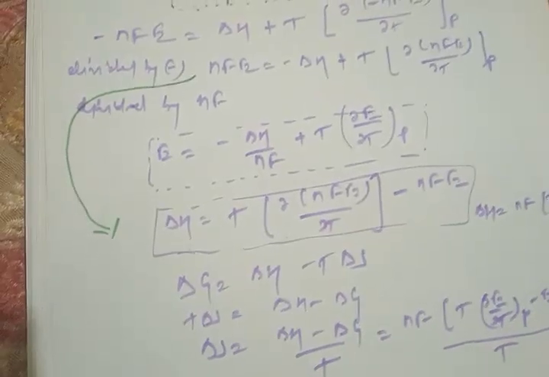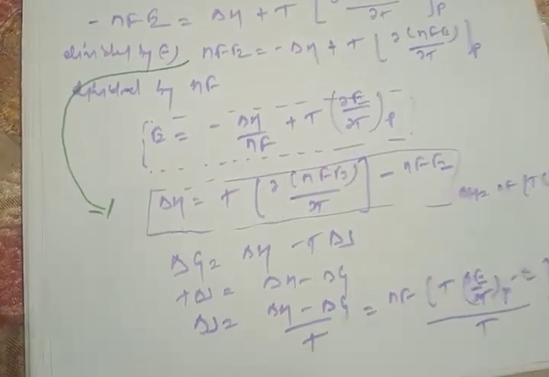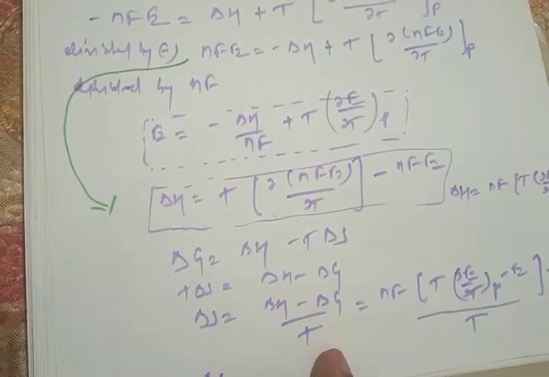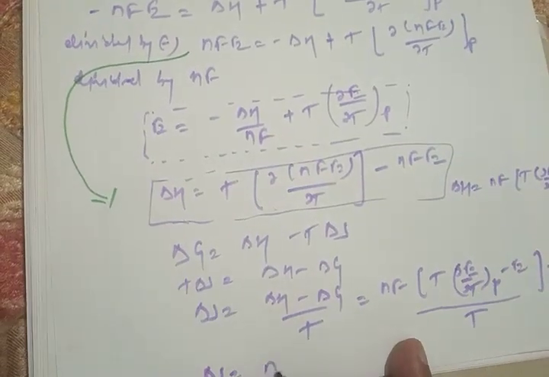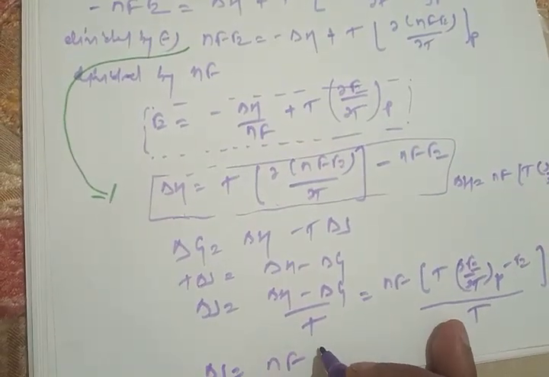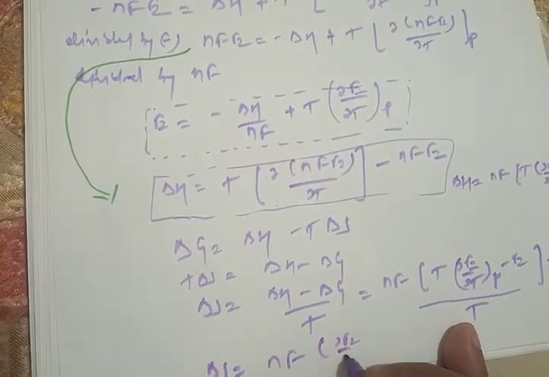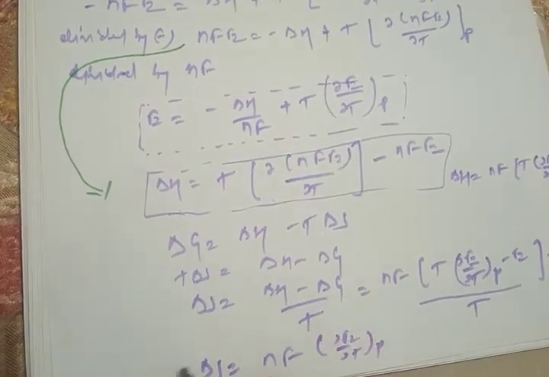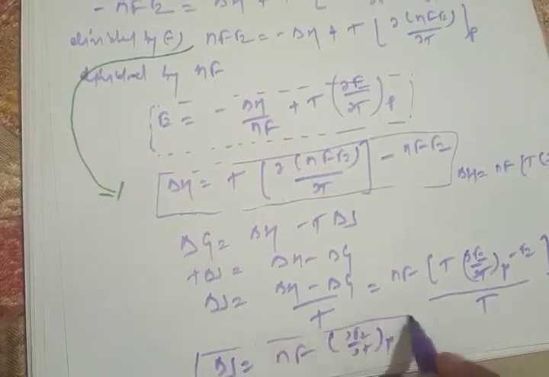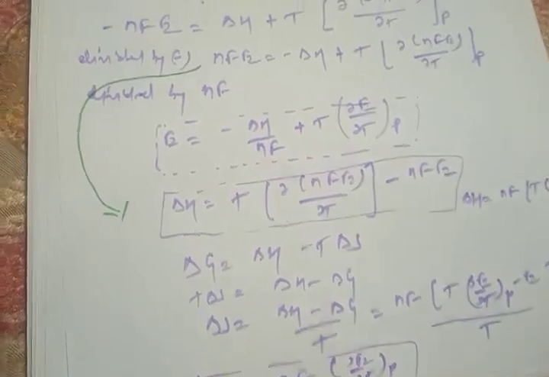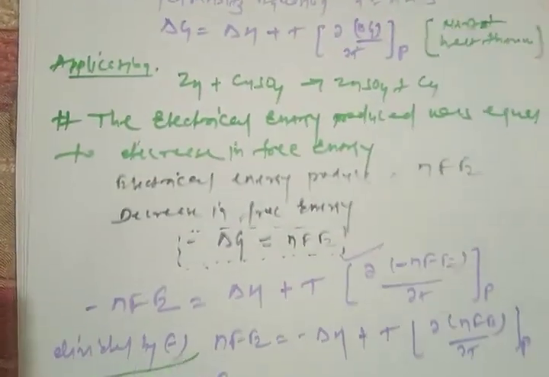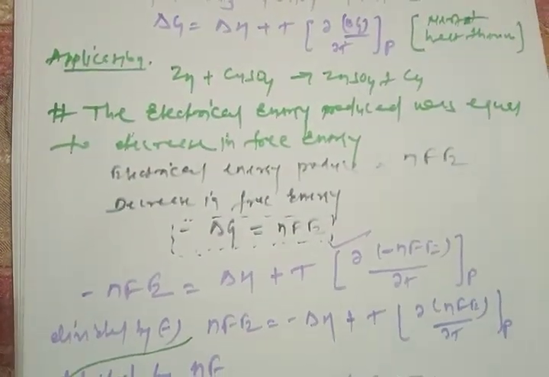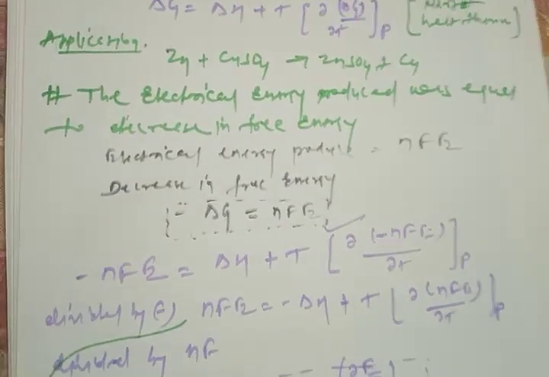If you calculate all this, if you multiply, divide, subtract, so del S equals to what? NF del E upon del T at constant pressure. So this is how you can calculate the del G, del H, del S.